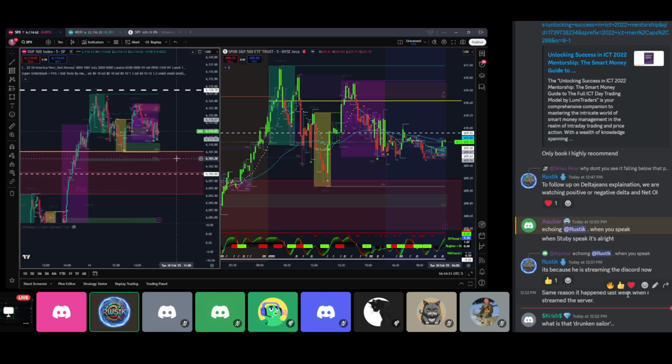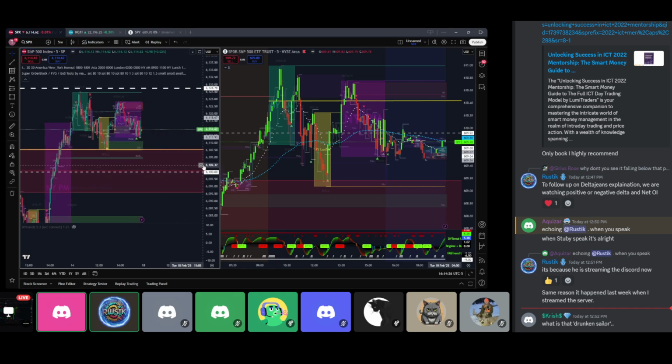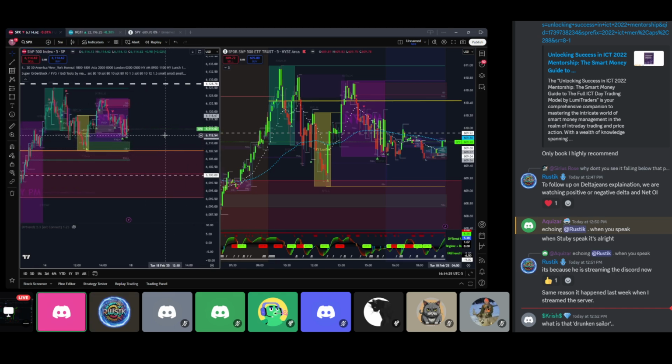But then using gamma edge, you're looking for 6,100 to hold because it's positive delta, positive gamma with net OI, like you want to see it. So you're expecting 6,100 to hold and then shoot up from there, right? Exactly. Right. I'm just seeing how we react to these levels.